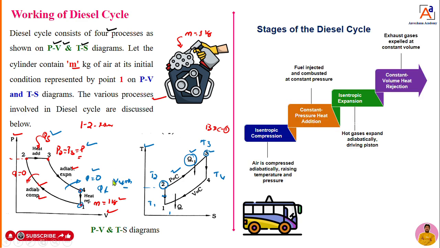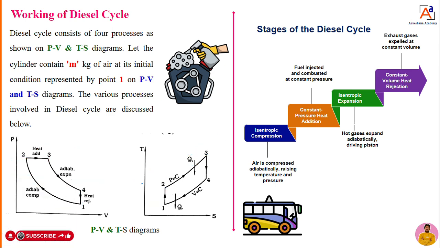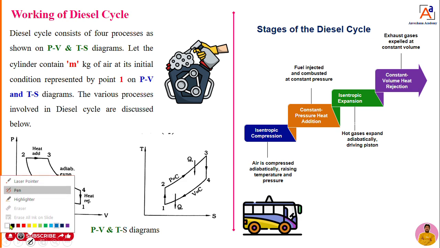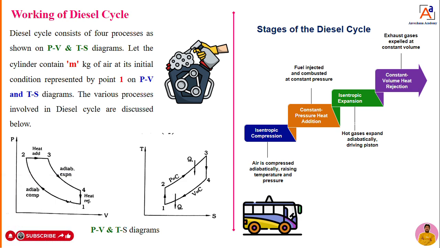So, what are the 4 processes, dear students? You can see here now. What is the first process? Adiabatic compression, or we can call it sudden compression. That we can call isentropic compression. In isentropic compression, as I told, the air is compressed adiabatically. If air is compressed adiabatically, the temperature increases from T1 to T2 and the pressure increases from P1 to P2. That is the first process, isentropic compression.